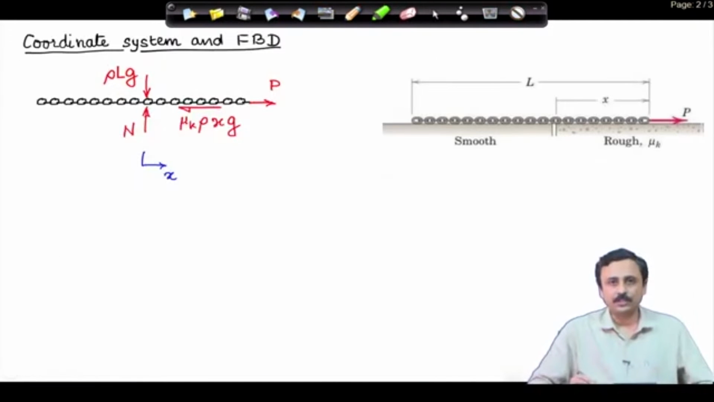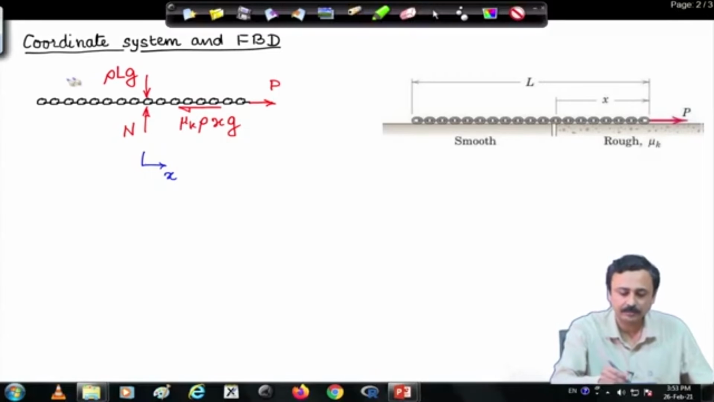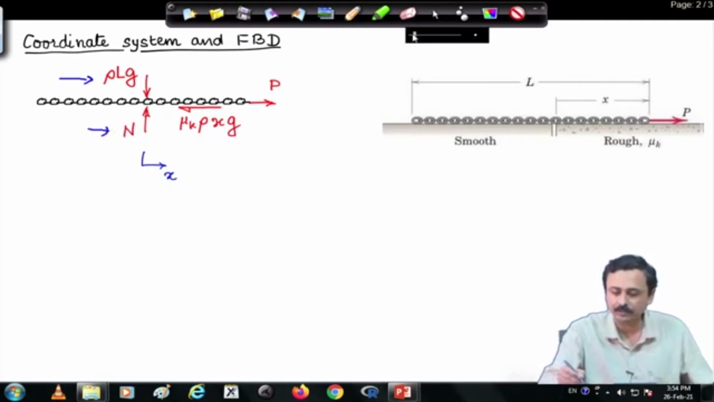The first step is choice of coordinate system and setting up or drawing the free body diagram. The coordinate system is trivial, it is one dimensional motion. I have taken the x coordinate as shown. In the free body diagram, you have to understand a few things. The net weight of the chain is shown here. So, this is the net weight of the chain, and the net normal reaction from the ground is shown here with n.